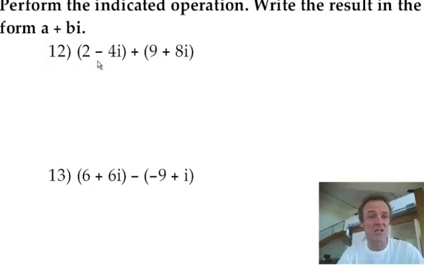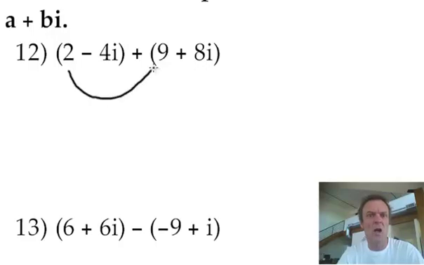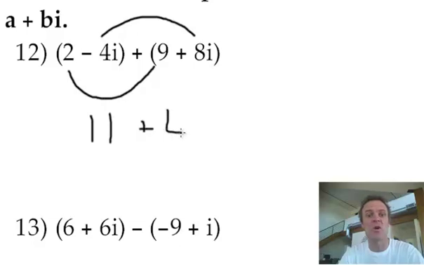That's all it is. So if we look at this, what's 2 plus 9? It's 11. All right. What's -4i plus 8i? That's positive 4i. And honestly, that's it. That's pretty much one of the easiest things you'll do in this.